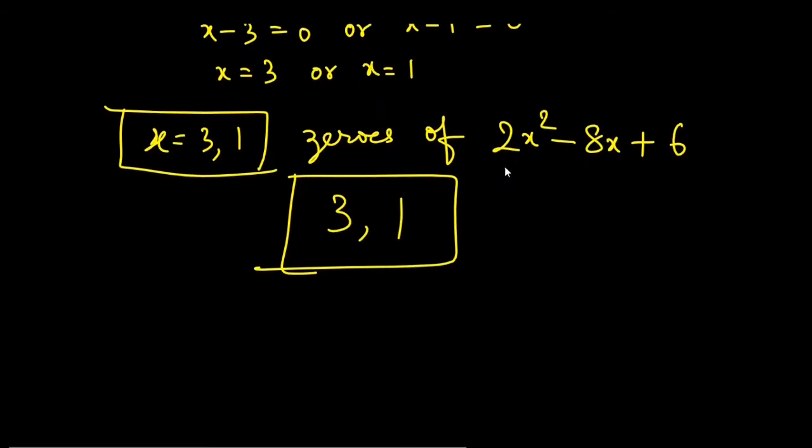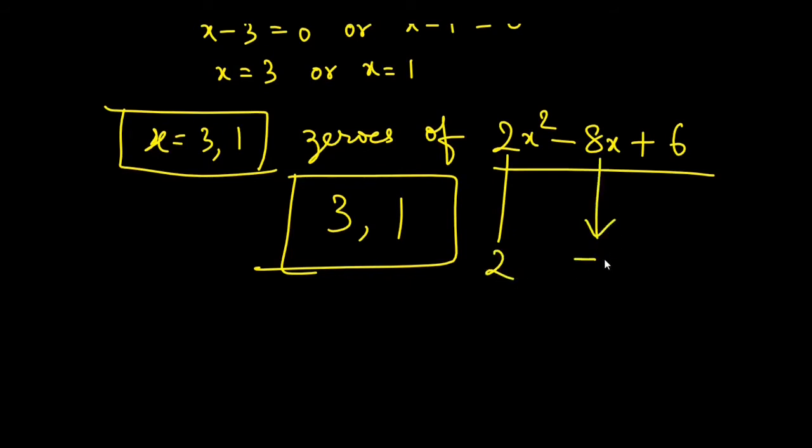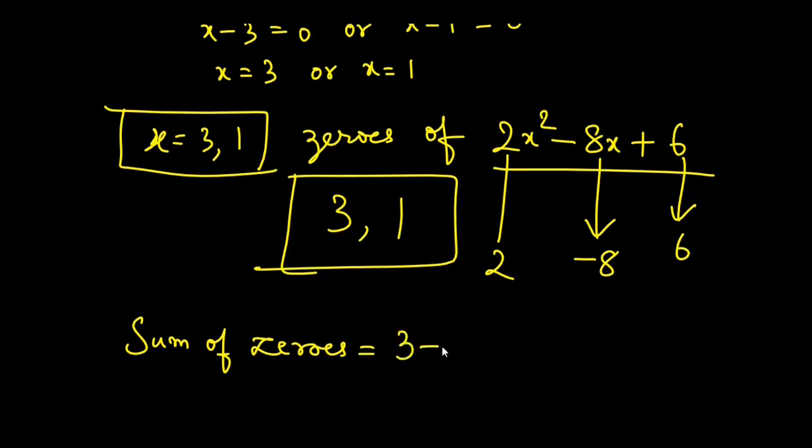Here we have the polynomial 2x square minus 8x plus 6. The coefficients of the polynomial are 2, minus 8, and 6. 6 is a constant term, so it is also a coefficient. Now let us see the sum of zeros. The zeros are 3 and 1. So 3 plus 1, we get 4.